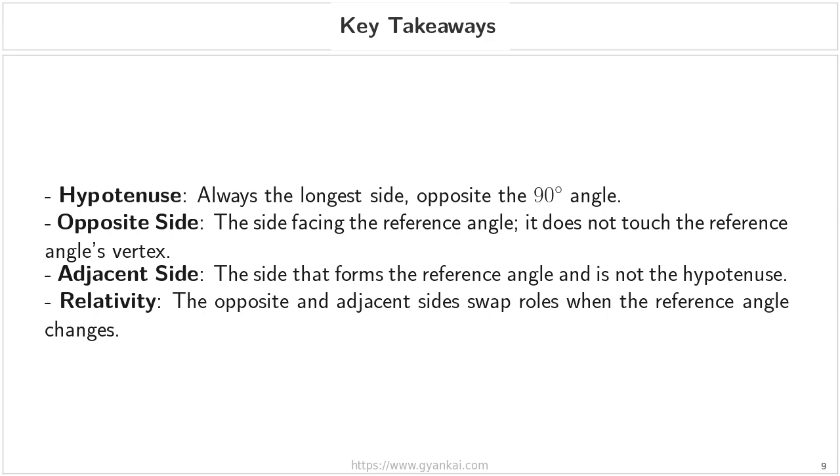Finally, the most important concept to keep in mind is relativity. Always remember that the labels opposite and adjacent are not permanent. As we saw in our examples, if you swap your focus from one acute angle to the other, these two sides will swap roles. All right, we have reached the end of our lesson. Let's take a moment to recap everything we have covered today to ensure these fundamental concepts are clear in your mind. If you have mastered these identifications, you are now perfectly prepared to move on to our next topic, calculating trigonometric ratios. Well done.